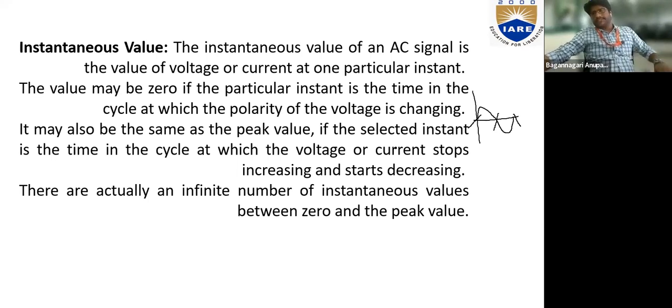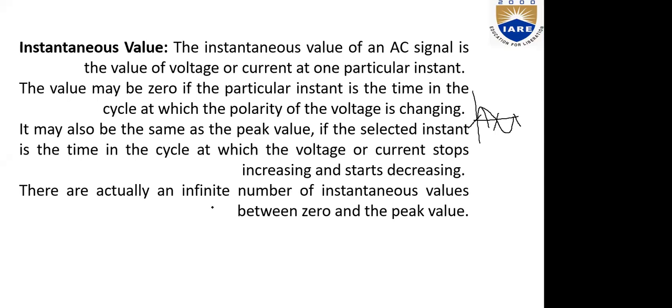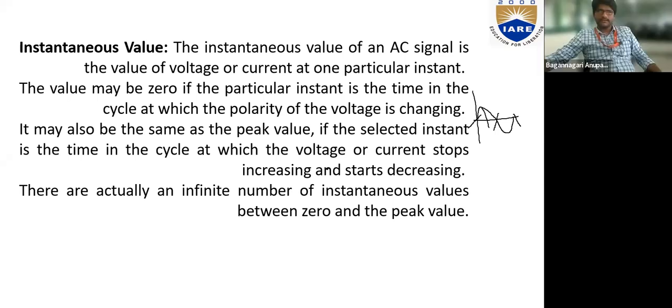So if you consider the instantaneous value at the peak, it will give the peak value, right? So instantaneous value will not be a constant value, it will be varying with respect to time, or with respect to the instant when we are measuring it. So the instantaneous value of an AC quantity is the value of voltage or current at any one particular instant. And there are actually an infinite number of instantaneous values between 0 and the peak value, right?